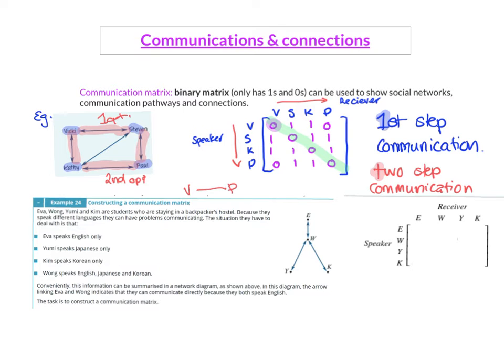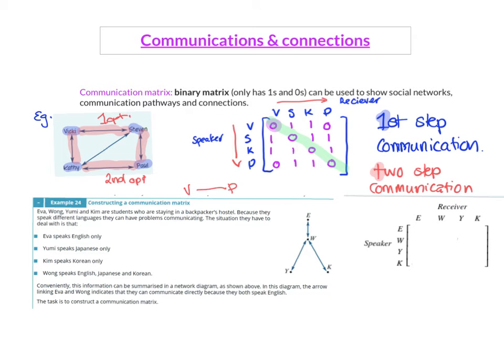So when you set up a 2-step communication between Vicky and Paul, you would see a 2 here because there were 2 options, wasn't there? That's what they're talking about. We'll look at that a little bit later. That's what a two-step communication is. They're telling you how many of those options there are, okay?